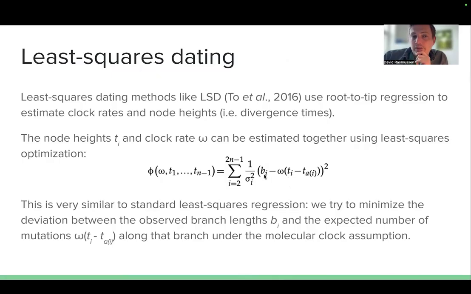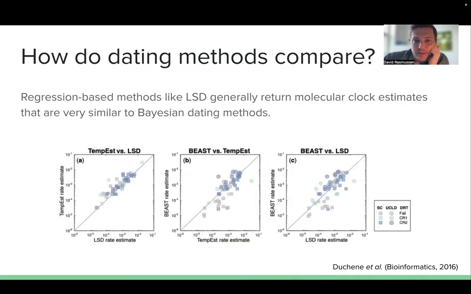And using the principle of least squares, what we want to do is minimize the overall discordance, or difference, between the expected and observed number of mutations. The estimates of the node heights and the omega that minimize this overall discordance, or actually the sum of the squared differences between the observed and expected number of mutations, will give us our least squares estimate of the clock rate as well as all of the branch times. So this is a quite clever way of turning a hard problem into a very simple regression type problem, and this actually tends to work pretty well.